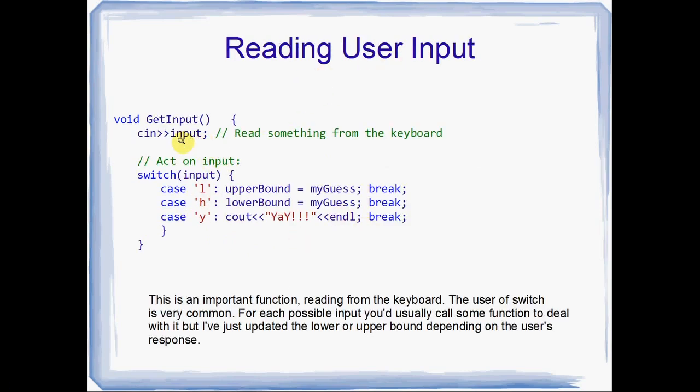Reading user input is pretty basic as well. We just read a character from the user. That's the L, the H, or the Y that we had on that previous screen. And then we act accordingly. So if they type L, then we update the upper bound. If they type H, we update the lower bound. Otherwise, if they type yes, then the computer has guessed what your number is, and he's happy.